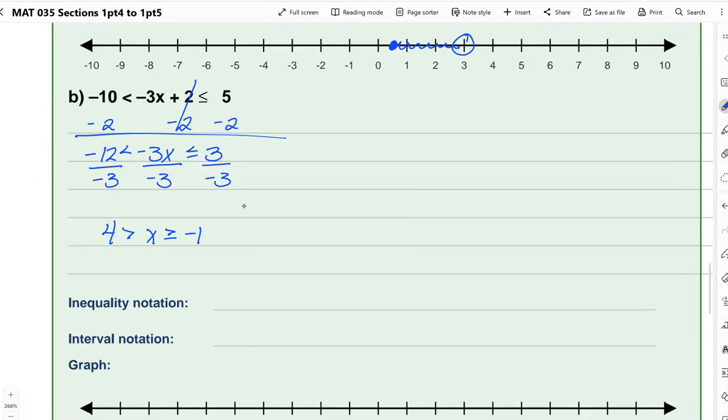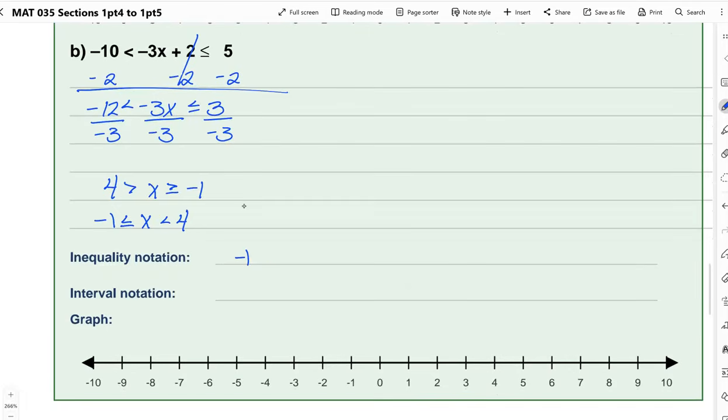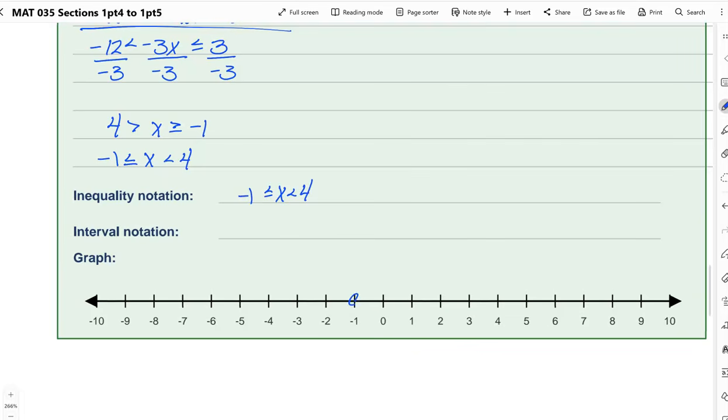I don't like reading it that way. I like my smallest number to be first. So notice it's pointing towards the -1, so that less than or equal to has to point to the -1 when I flip it. You could literally think about writing this on a piece of paper and then flipping that piece of paper over, and you'll see how everything just kind of flips. So I have -1 is less than or equal to x, which is less than 4. Graph, -1 is going to be a closed circle. 4 is going to be an open circle, shade in between. Interval notation is going to go bracket -1 to 4 with parentheses.